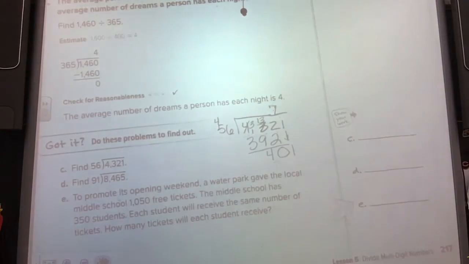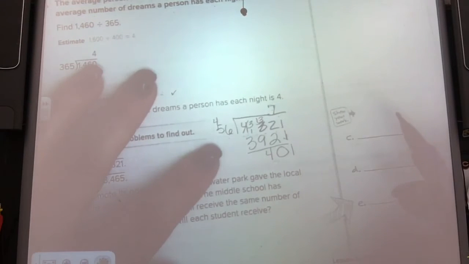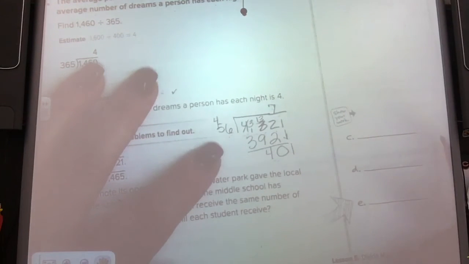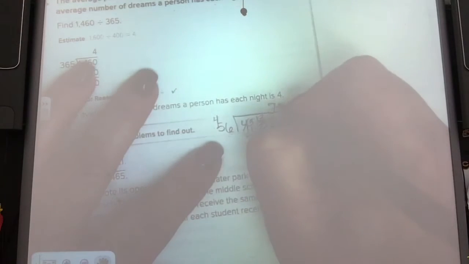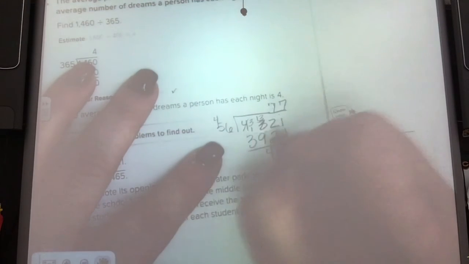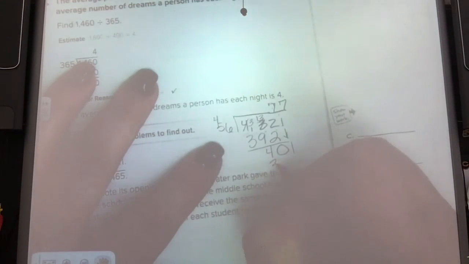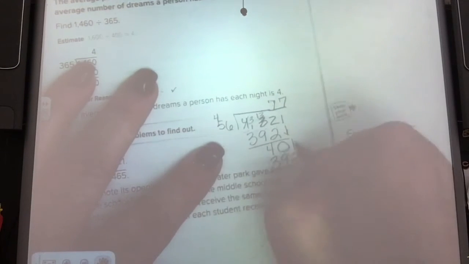Now I have to figure out how many times 56 will go into 401. Let's see. Well, 392 is really close. Okay, here we go. 392, if I added 56, am I going to go over 400 if I'm already at 392? Yeah, I'm going to. So it's got to be 7, because I know that 7 times 56 is 392. So I'm going to use that same number again.